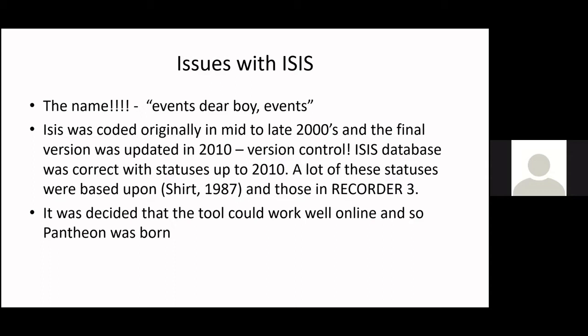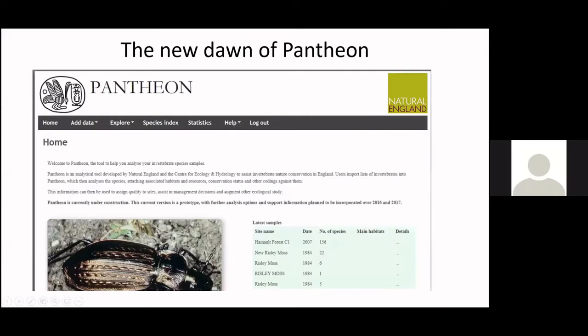The ISIS database was correct with statuses up to 2010, but a lot of those statuses were based on the Red Data Book from 1987, and those from Recorder. So it was quite quickly becoming out of date, and that obviously threatened the viability of it for people to use. So it was decided that the tool could work well online, and Pantheon was born. And this is what the early version looked like.